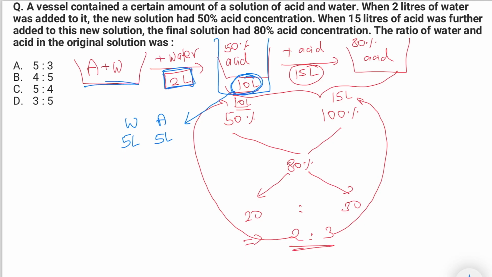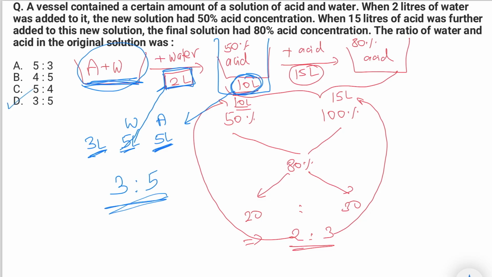So initially in this mixture, how much water content did we have? 5 liters minus 2 liters, basically 3 liters, right? So in this mixture, the water content was 3 liters and the acid content was 5 liters. The ratio required of water and acid in this solution will be 3 liters is to 5 liters, 3 is to 5, and that is your D option.